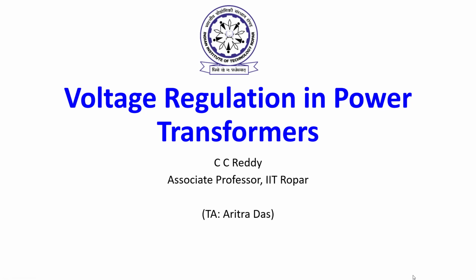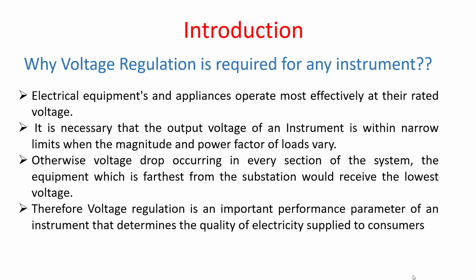In this class, we learn about voltage regulation in power transformers. Why is voltage regulation required for any instrument? Electrical equipment and appliances operate most effectively at their rated voltage, so voltage should be within a particular limit. It is necessary that the output voltage of an instrument is within narrow limits when the magnitude and power factor of loads vary.